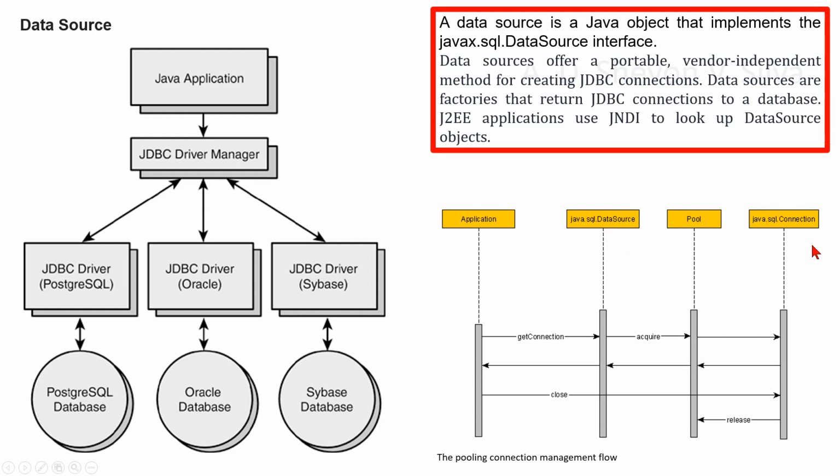Here, the interface Connection is a connection session with a specific database. SQL statements are executed and results are returned within the context of a connection. Here the application is connected to the data source via get connection, and the data source is connected to the pool via acquire. Then the pool is connected to the connection, the connection is connected back to the pool, the pool to the data source, and the data source to the application. Then the application is connected to the connection via close, and the connection is connected to the pool via release.